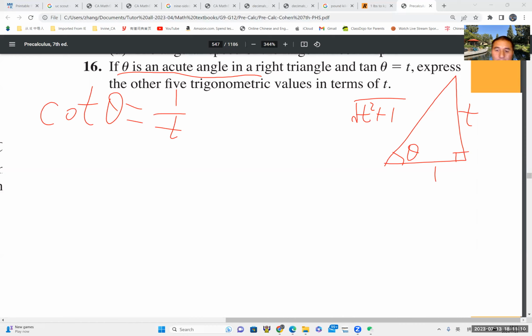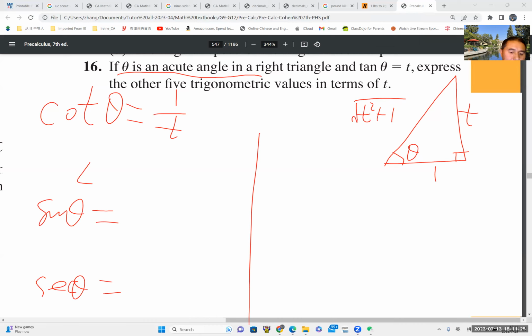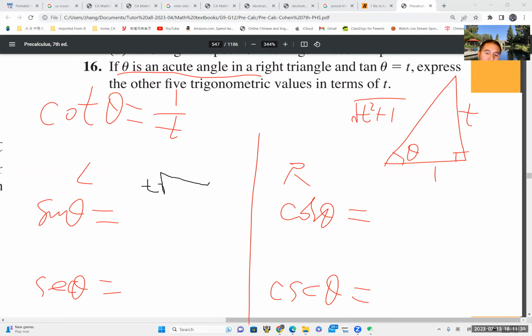Now, could you guys do, for example, for Leo, sine theta equal to what? Secant theta equal to what? Then for Ray, you do cosine theta equal to what? Cosecant theta equal to what? And rationalize your answer.